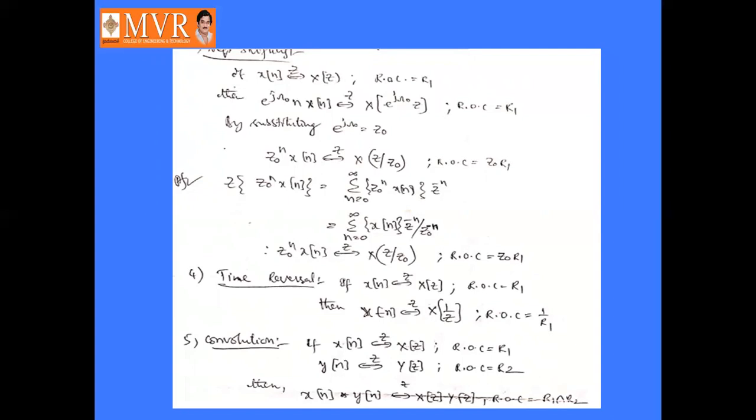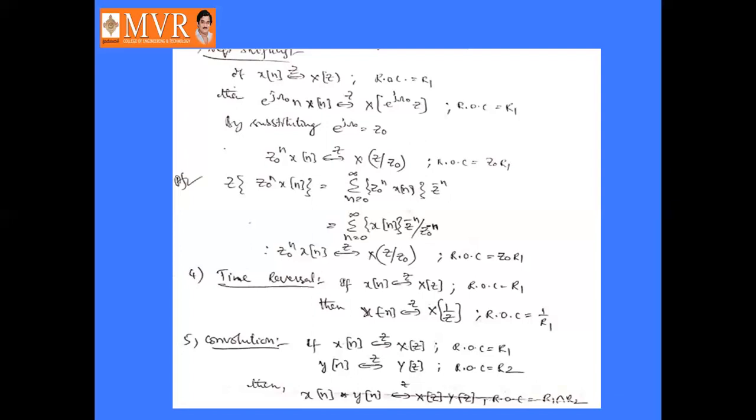Next, time reversal property. If the z transform of x of n is x of z, then the z transform of x of minus n is x of 1 by z. Okay, here ROC equal to 1 by R1, x of 1 by z.